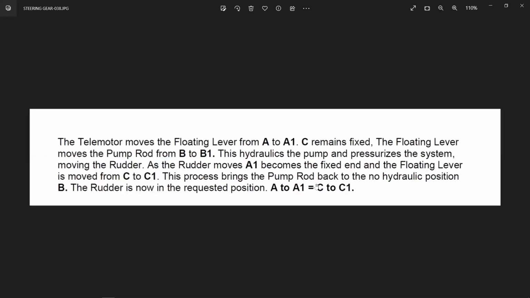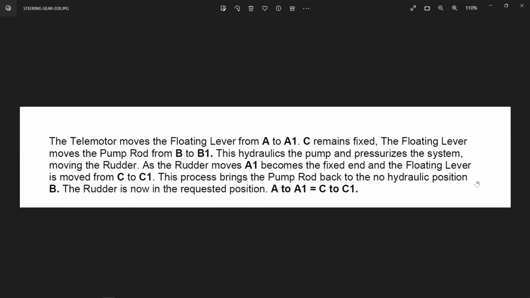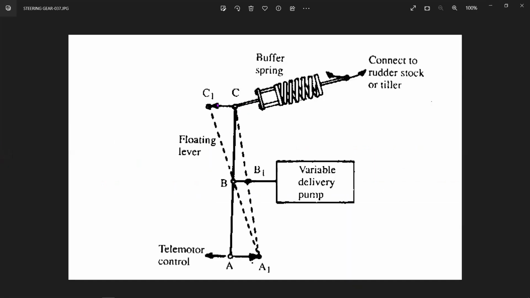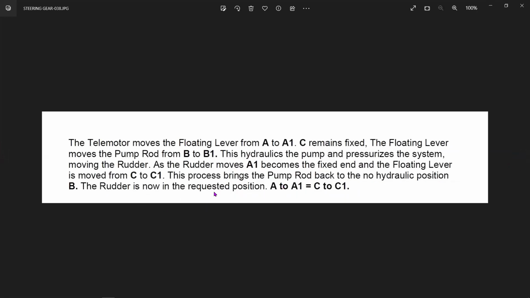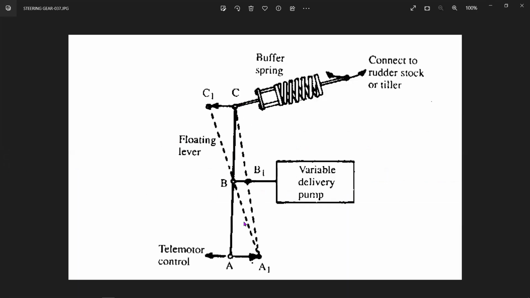This process brings the pump rod control back to the no-hydraulic position B. Again, from C to C1 it moves, and at that time B1 to B have to touch. Now the rudder is at the requested position, A1, C to C1. That means if you want to go back to the neutral position, you have to give the other telemotor receiver movement, so that it will always remain at this position until the rudder has been brought back to the midship position. When you get back to midship, the telemotor will have to move here, and then your pump will go in the other stroke, as you saw in the other diagram.